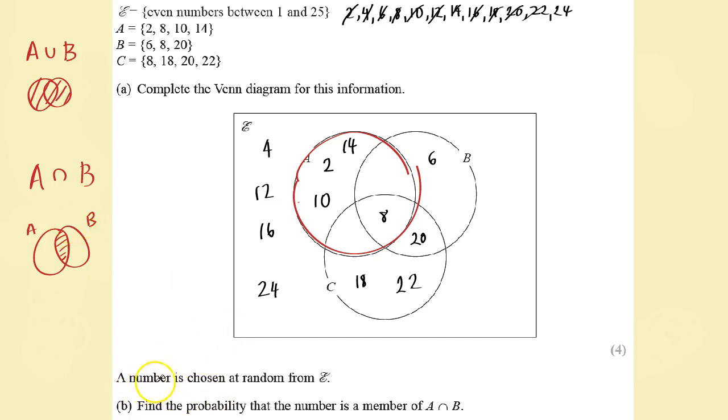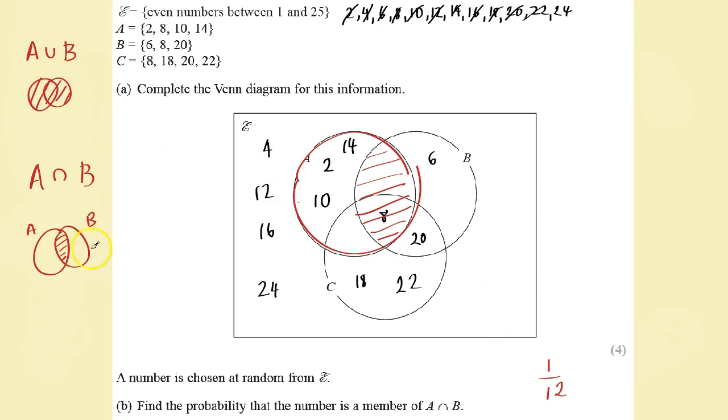So it's saying a number is chosen at random from this whole Venn diagram. Find the probability that the number is in the intersect of A and B. So let's look at where the intersect of A and B is. There's A, there's B, and the intersect is this region here. That's where A and B cross over. So there's only one member in there. So my probability is going to be 1 out of, how many numbers were there? 3, 6, 9, 12. 1 out of 12.